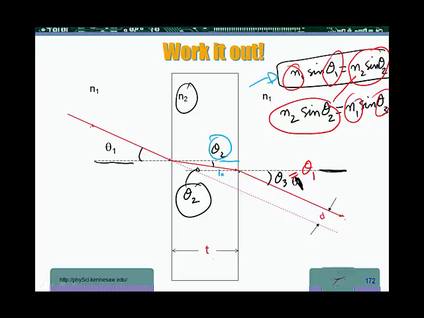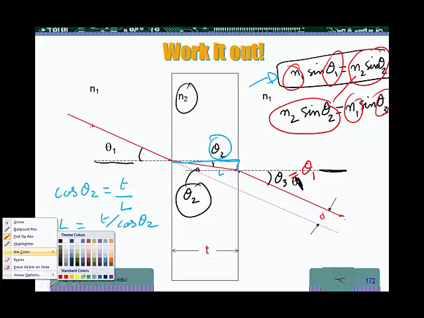So what we have, if you look on top here, we have a right angle triangle. So cosine of theta 2 is going to be equal to the adjacent, which is the thickness, over L. So L is the thickness over cosine of theta 2. Okay. Now that I know L, I'm going to look at something different.